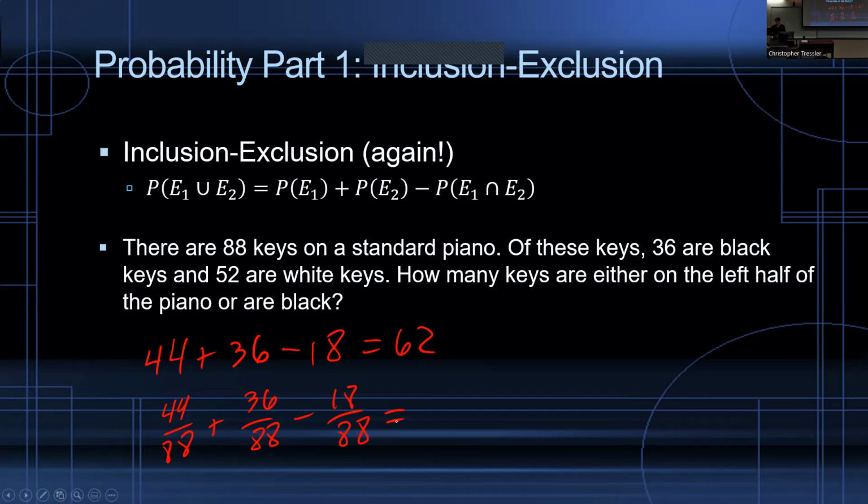Yes, I'm doing this two ways to show a proof. So essentially, the probability would be 44 over 88 plus 36 over 88 minus 18 over 88, which is going to once again get us 62 over 88. Now notice that this probability here matches this right here.